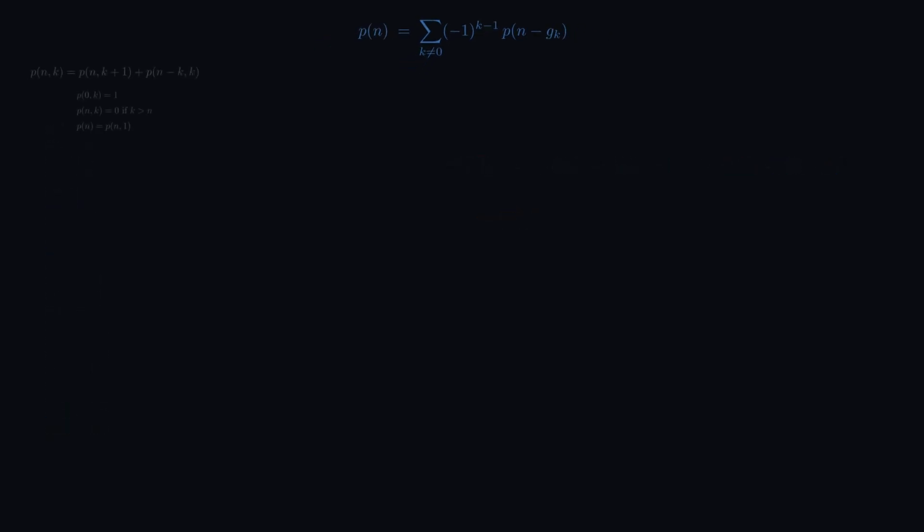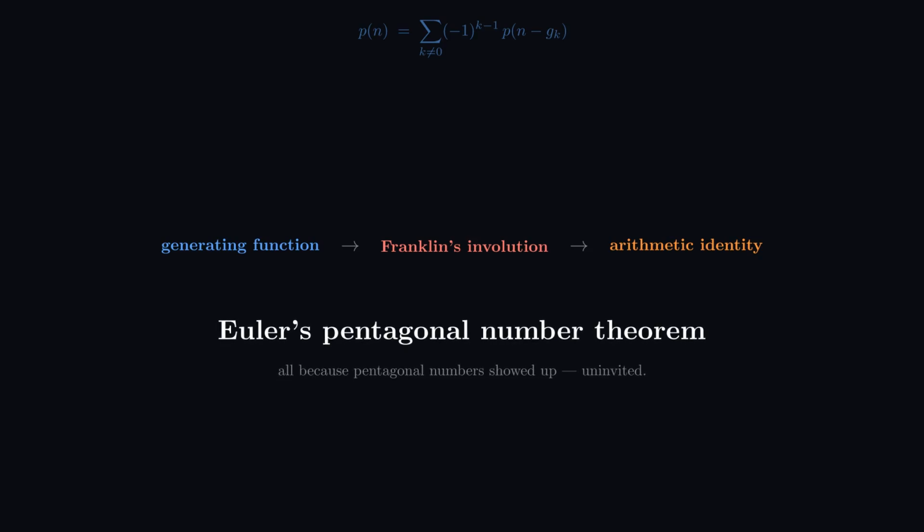Same partition function as the natural recurrence, with the same answers. But on a single line, we started from a generating function. Franklin's involution unlocked it. We landed on a clean arithmetic identity, all because pentagonal numbers showed up. Uninvited.